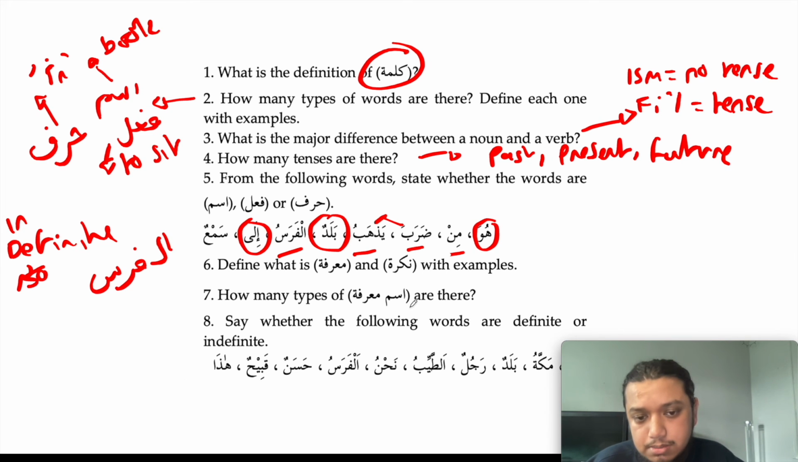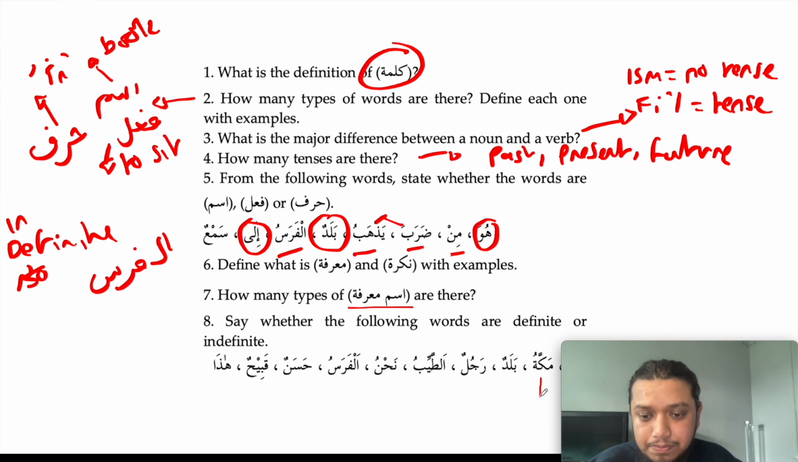How many types of ism ma'rifah are there? We glossed over this before. You don't have to learn it for the time being, but there are 7 types. And say whether the following words are definite or indefinite. Unfortunately, you can't see one of them because of the camera, so we will leave that for the time being.